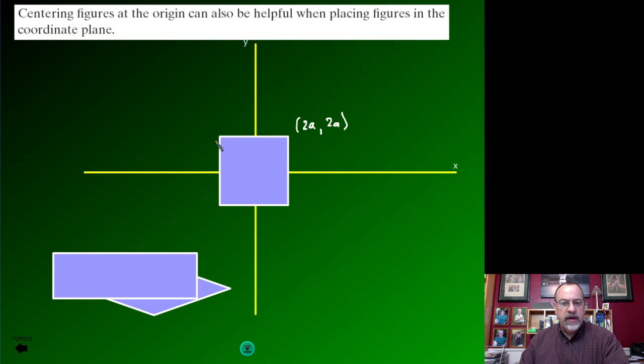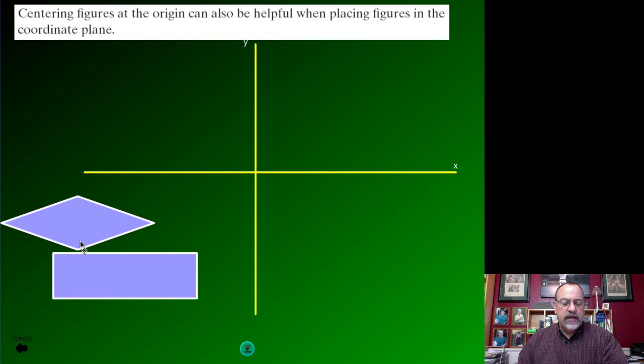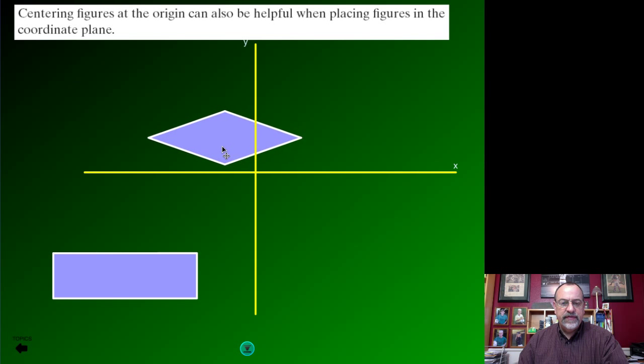And then this would be over 2a, and then because I'm going down, it'd be negative 2a. And then this one would be negative 2a, and then going up 2a. And then this would be negative 2a, and then this would be down negative 2a. So if we center the figure on the coordinate plane, we can still use multiples of 2, and we can still label the coordinates.